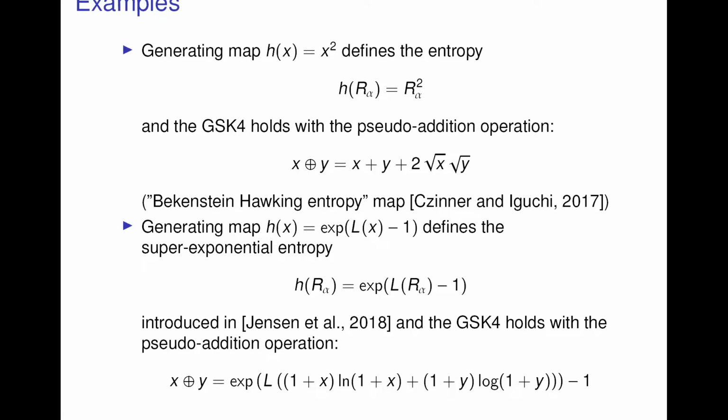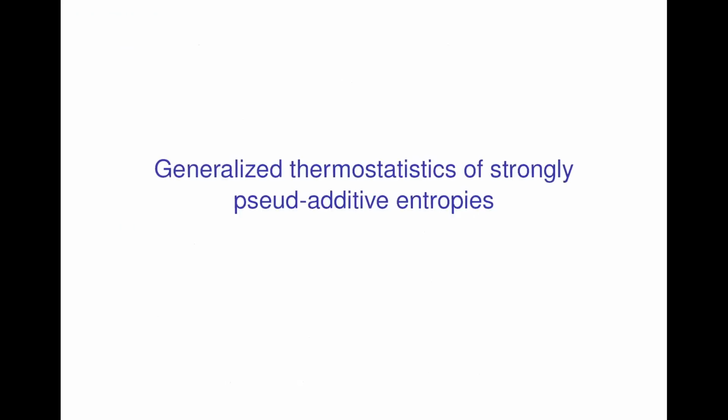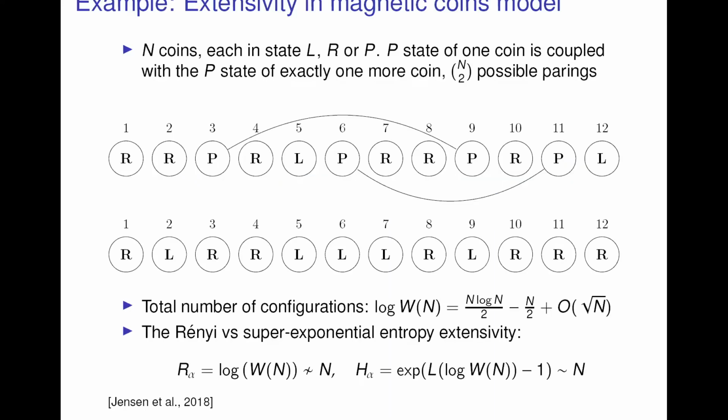And here I would like to pass smoothly to generalized thermostatistics, and I would like to show on the example of super exponential entropy how we can use this generating map, how it can be useful, and how to recognize the usefulness of pseudo-additivity.